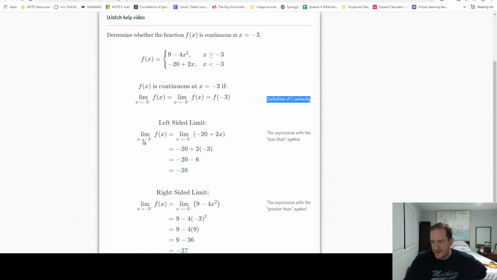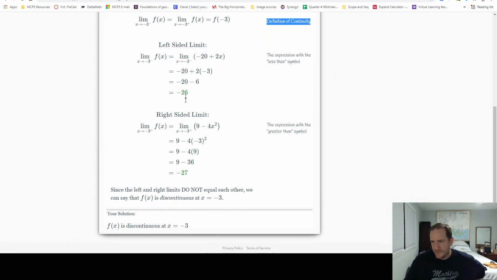Instead of just saying generically the limit of the function, they're actually grabbing the appropriate expression and putting that where the f of x would have been, because we can take the limit of just the expression, and of course you get it by just substituting in the negative 3 and evaluating. So here are the values. It says the left and right hand limits don't equal each other. We can say that we're discontinuous. Okay.